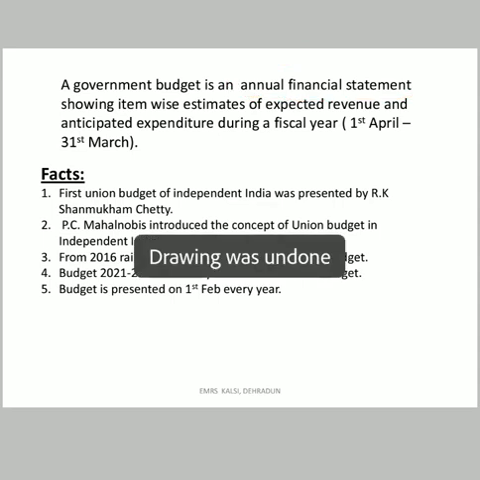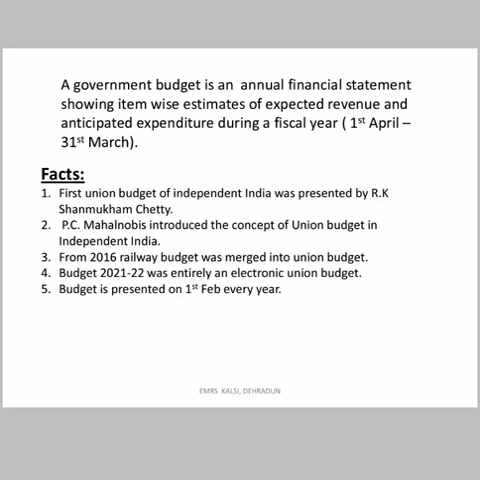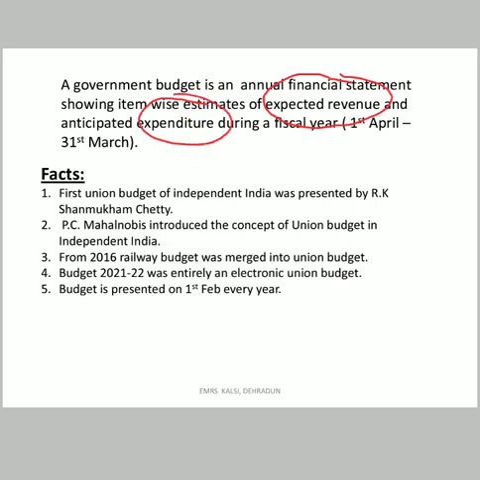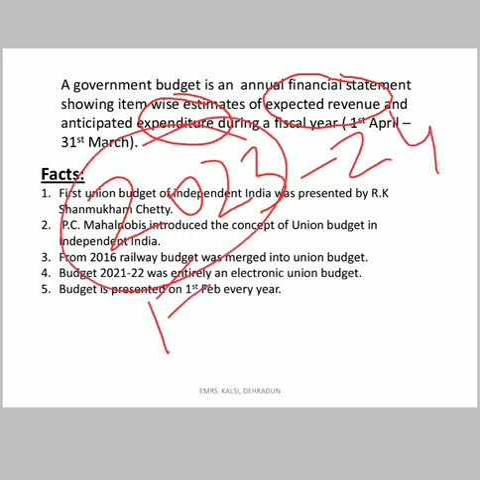A government budget is an annual financial statement showing item wise estimates. Remember, it is estimate, not the actual. Estimates of expected revenue and expenditure. If budget is being released for year 2023-24, it means budget is released on Feb 23, and it will continue till 31st March of 2024.